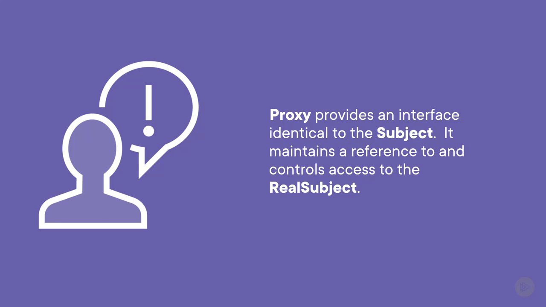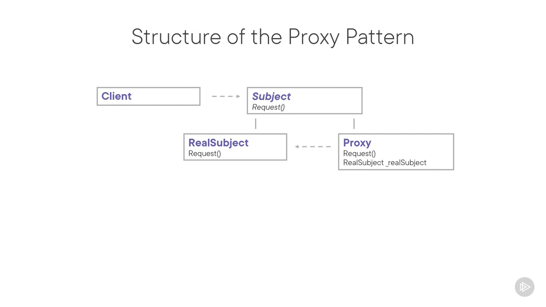It also maintains a reference to and controls access to the real subject, and potentially is responsible for creating and deleting it. That's the pattern structure. A few variations of this pattern exist. The example we looked into was the remote proxy variation. Let's have a look at these variations first before we implement an example.